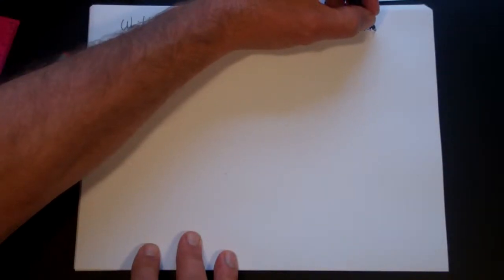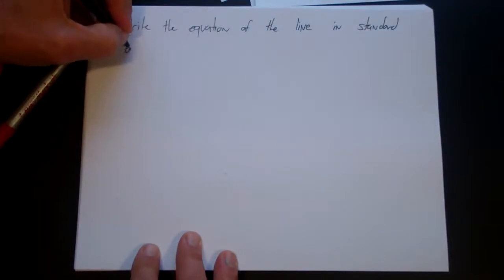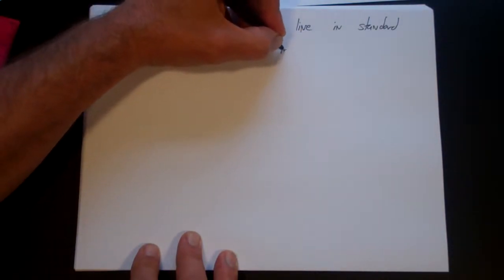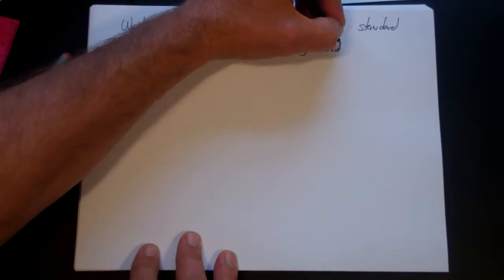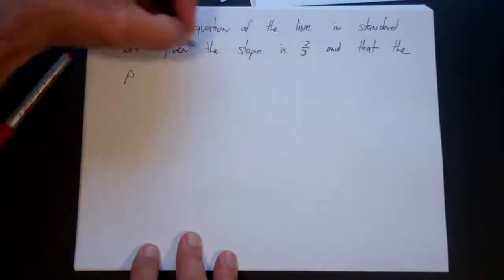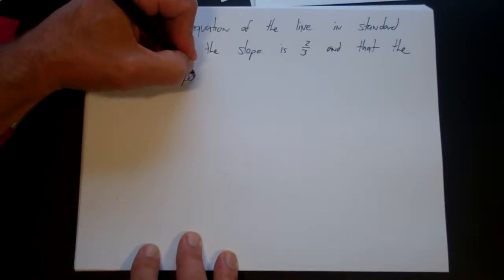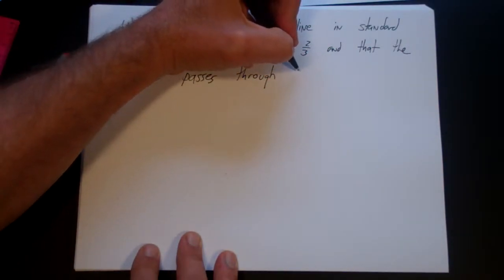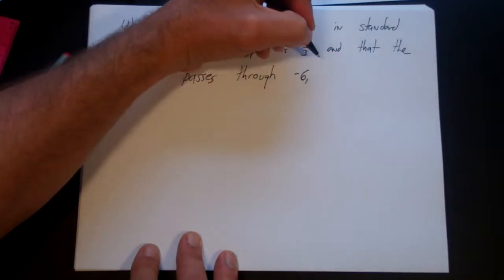Let's do one more problem. Let's write the equation of the line, and this time let's write it in standard form, given the slope is 2/3 and the line passes through the point (-6, 9).